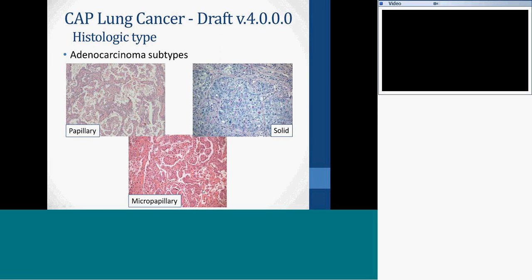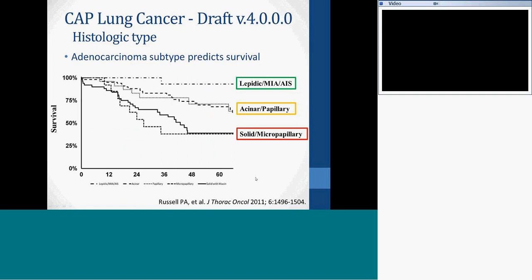Now, subtyping is important for various reasons, not the least of which is that there's been a number of studies showing that adenocarcinoma subtype seems to predict survival, as shown in this 2011 paper in the Journal of Thoracic Oncology, where lipidic predominant or MIA or AIS has very good survival. Where solid or micropapillary, considered poorly differentiated tumors, have poor survival, and the more moderately differentiated subtypes, being acinar and papillary, are somewhere in the middle.